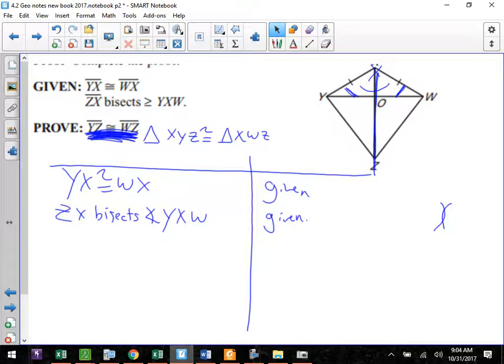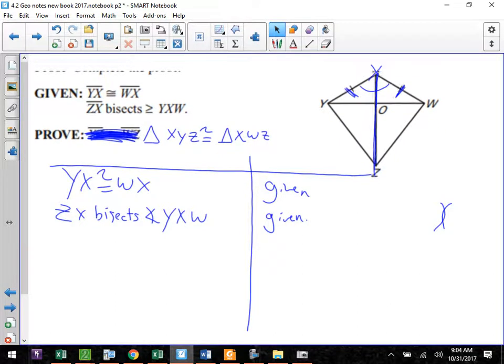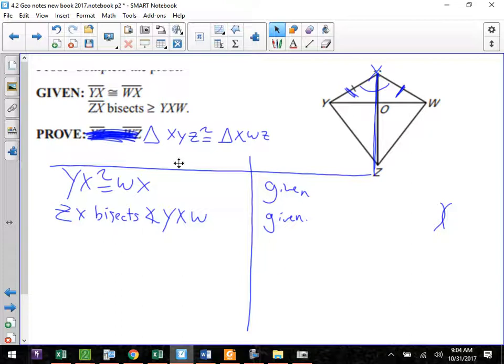Let's see. So ZX bisects YXW. So X is at the top. So it's YXW. So these are the two angles that are bisected, that are cut into equal parts. That's the idea here, guys. You have to have a picture in front of you as you're drawing these out, so you can look and mark your diagrams to figure out exactly which piece you get.